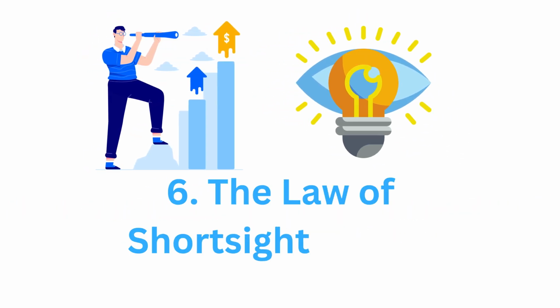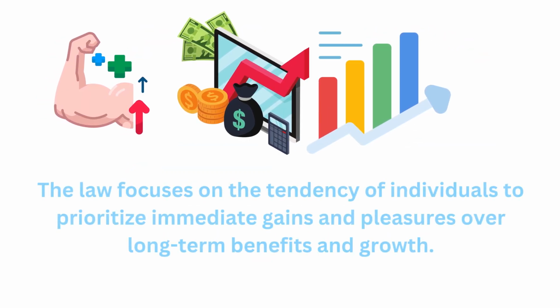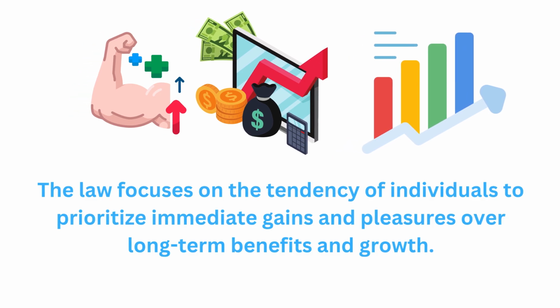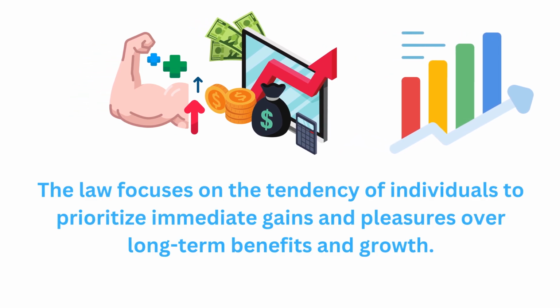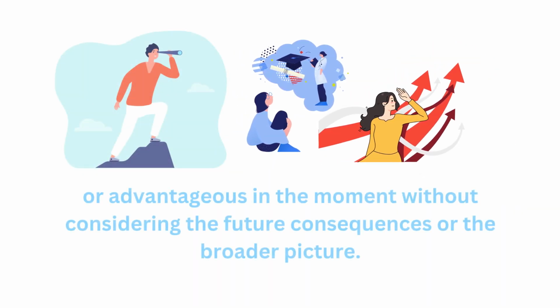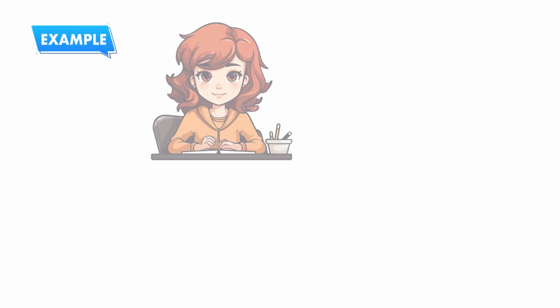Number 6. The law of short-sightedness. This law focuses on the tendency of individuals to prioritize immediate gains and pleasures over long-term benefits and growth. This law warns against making decisions based solely on what seems desirable or advantageous in the moment without considering the future consequences or the broader picture.